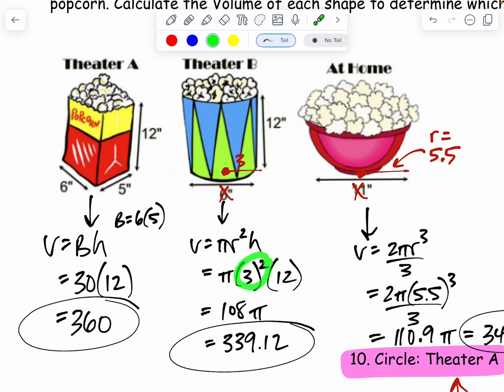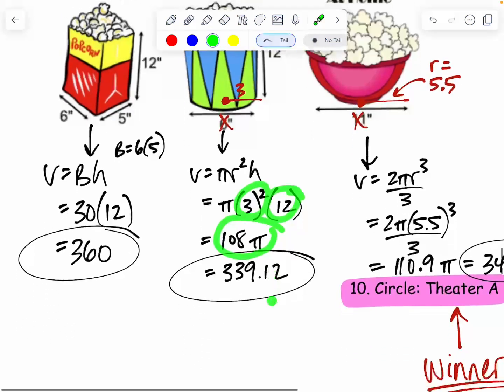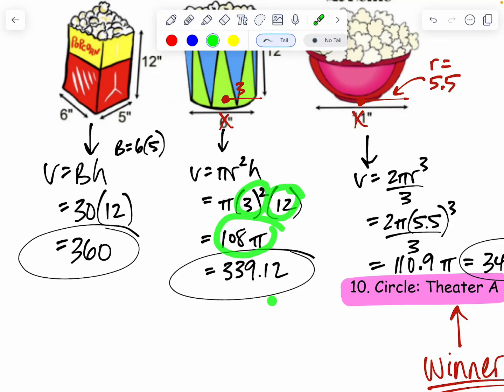And when I do 3 squared, that's 9, times 12 is 108 pi, but remember how pi is 3.14. So instead of leaving my answer as 108 pi, I'm going to actually multiply it by 3.14 so that I can figure out how much popcorn is in this cylindrical bag. Okay, and when I multiply 108 times 3.14, you get 339.12. So it looks like, comparing 360 and this one, that so far this is the winner. This holds the most popcorn.